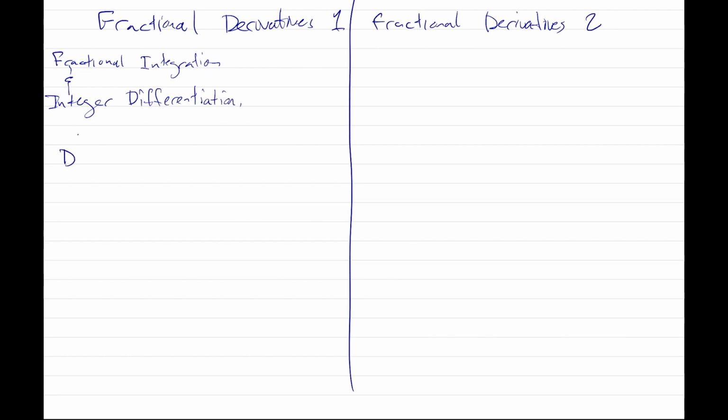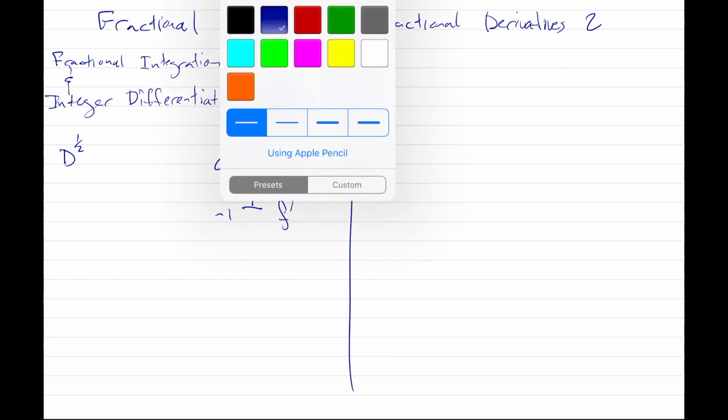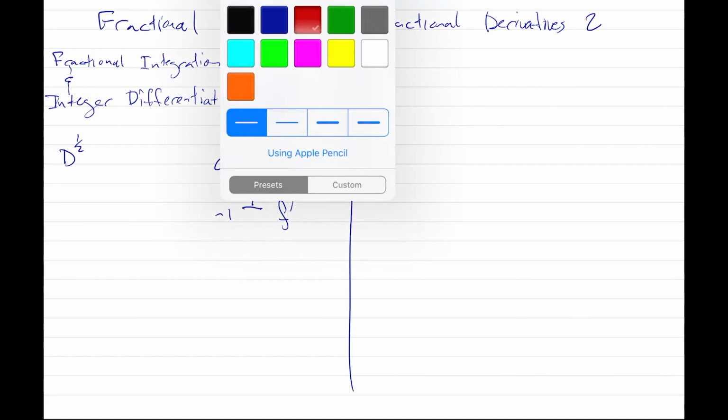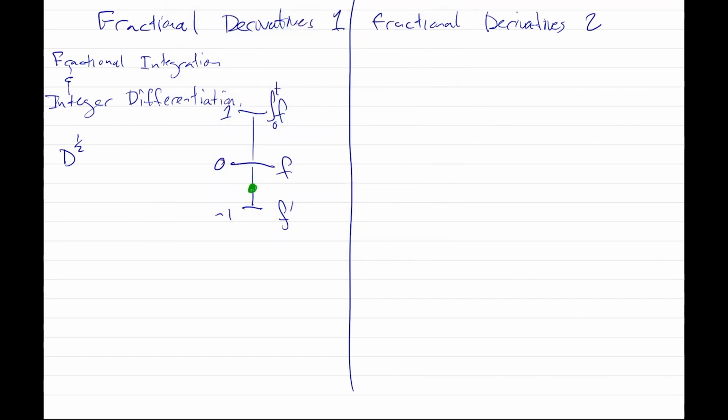Let's say that we want to have a derivative of 1/2. If we think of f as being at 0, and the antiderivative of f up here and the full differentiation here at -1, we're basically trying to get to this point here. We're trying to get to, say, 1/2. Now, how am I going to do that? There are two ways I can go about this.